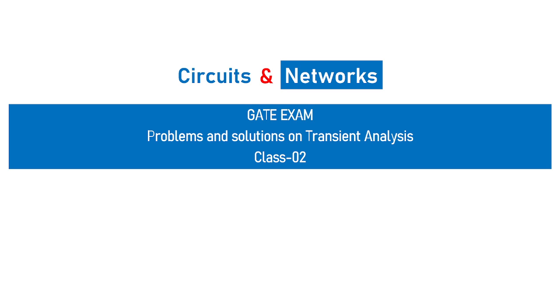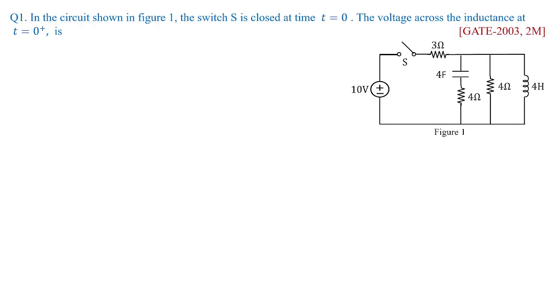In today's GATE exam, class 2 of transient analysis, we are going to see some basic problems which were asked in past GATE exams. So we'll see those problems and solutions on transient analysis. So we'll go with the first problem. It was asked in GATE 2003 for 2 marks.